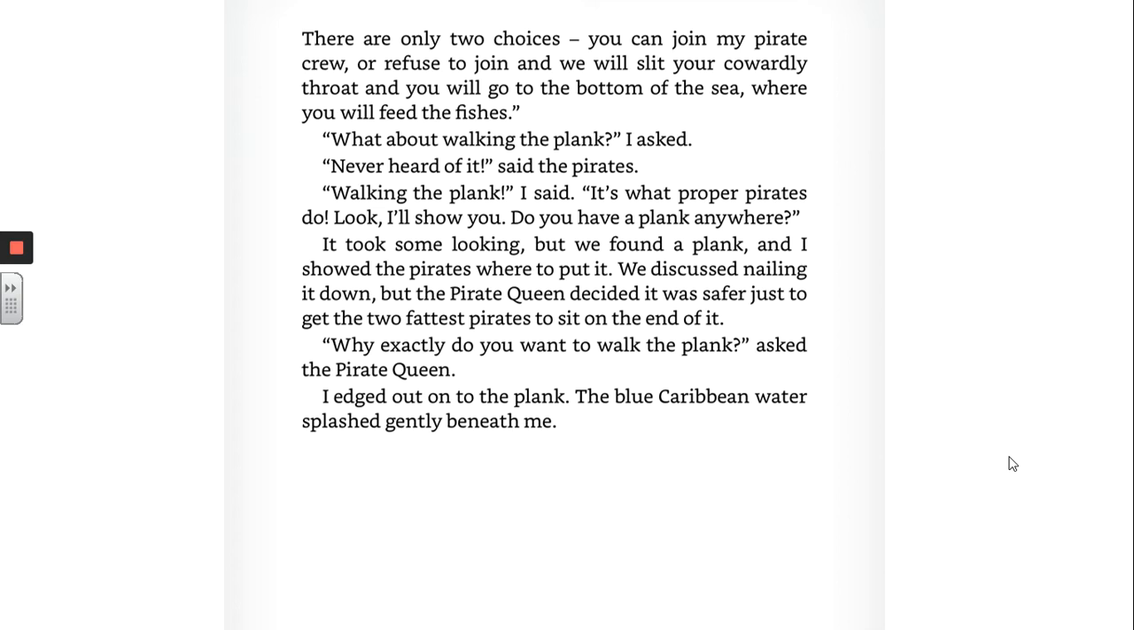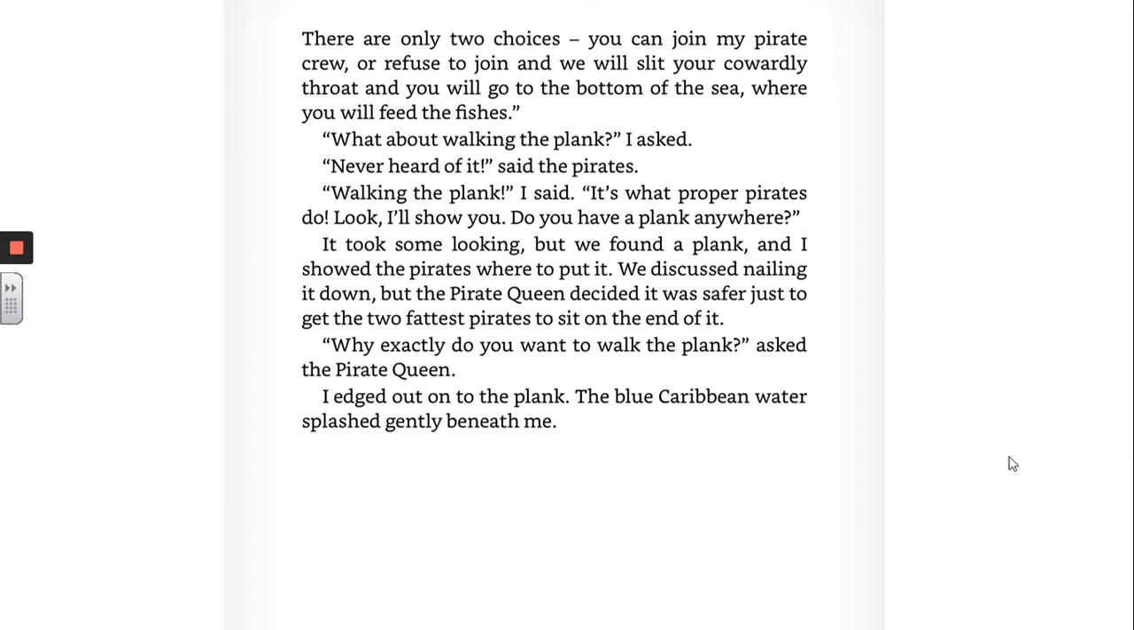It's what proper pirates do. Look, I'll show you. Do you have a plank anywhere? It took some looking, but we found a plank, and I showed the pirates where to put it. We discussed nailing it down, but the Pirate Queen decided it was safer just to get the two fattest pirates to sit on the end of it.